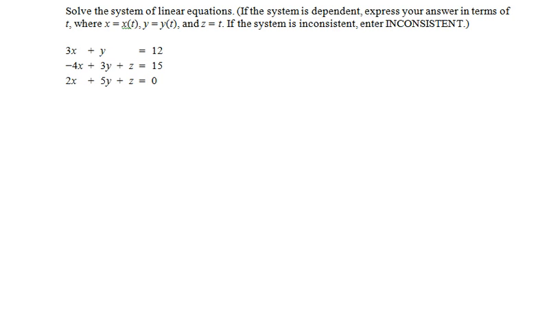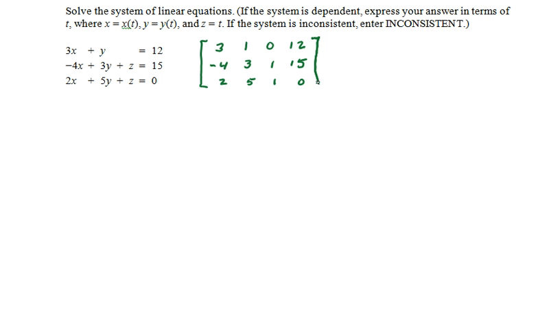Solve the system of linear equations using row operations on the augmented matrix. This time we do not know if the system is inconsistent, dependent, or possibly has a unique solution. So we start with the augmented matrix: 3, 1, 0, 12; -4, 3, 1, 15; and 2, 5, 1, 0.